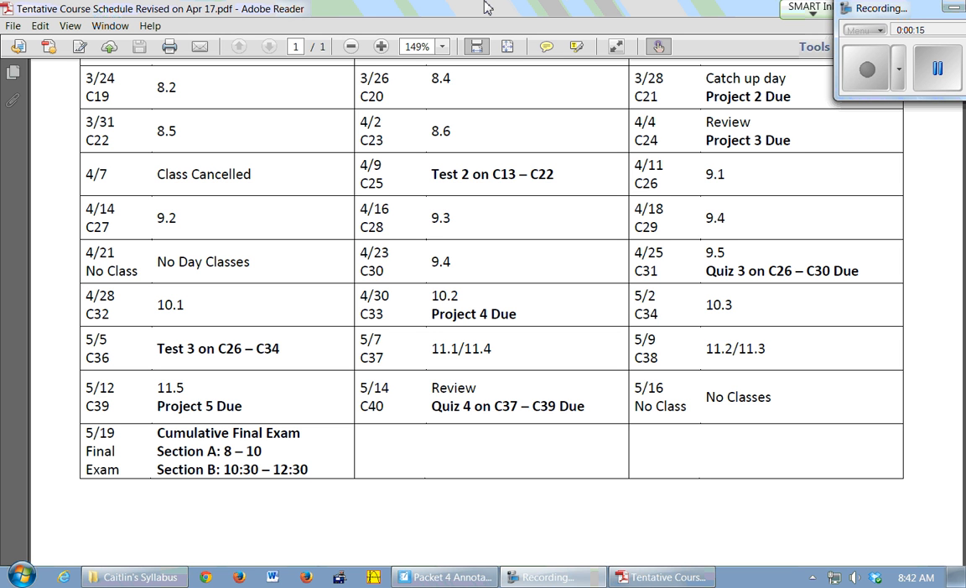Our final exam is on Monday, the 19th, from 8 to 10. But I will be here also 10:30 to 12:30, so you can stay a little bit later or come a little bit later if you want. But make sure you allow yourself 2 hours. Don't show up after 10:30.